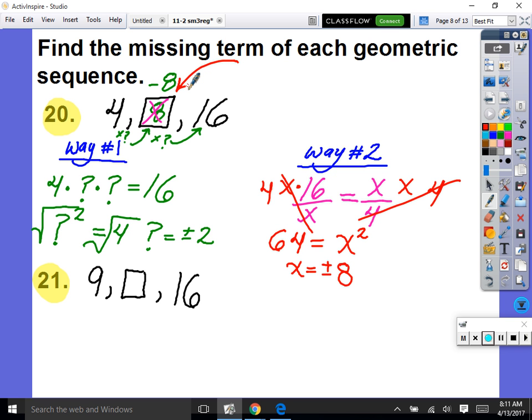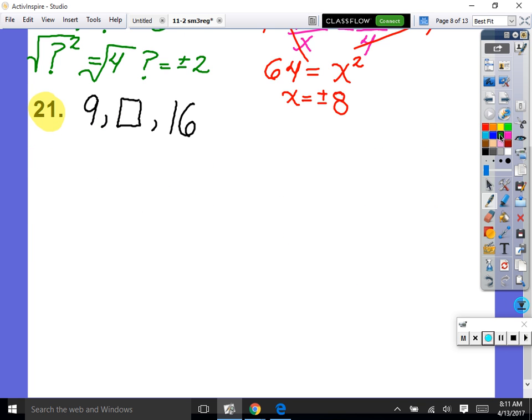So I'm going to do number 21 the easy way. I think the second way is easier, because then you're just directly solving for x. So you can do it either way. I'm going to call this x, and I'm going to set up a true statement. 16 divided by x will be equal to x divided by 9. Anytime you're asked to solve for something and you don't know how to do it, you just set yourself up a true statement. So we'd cross multiply.